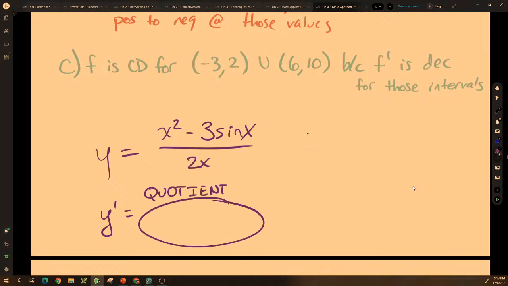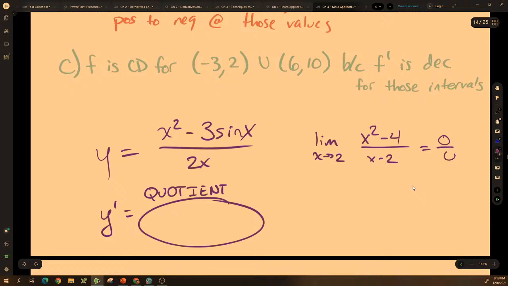L'Hopital's rule is not that. L'Hopital's rule is totally separate. L'Hopital's rule is like the limit as x approaches 2 of x squared minus 4 over x minus 2. And what happens is we get this 0 over 0. And what L'Hopital discovered was that when I get 0 over 0, basically this is the limit as x approaches 2. He called this f of x, and he called this g of x.